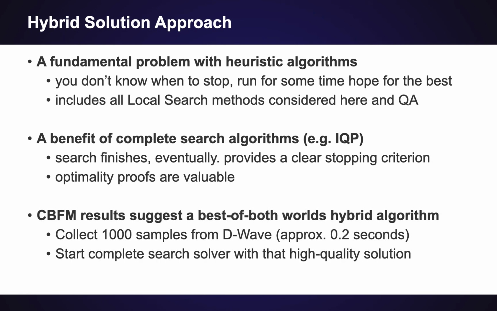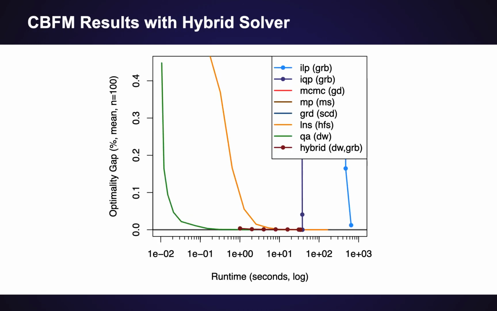And so the CBFM results suggest that we could have the best of both worlds by developing a hybrid algorithm where you first collect some samples from the D-Wave hardware. In this case, we're going to do 1,000 samples, which takes approximately 0.2 seconds. And then we take that solution and we feed it in as an initial starting point for the complete search methods so that they don't have to find a high-quality solution on their own.